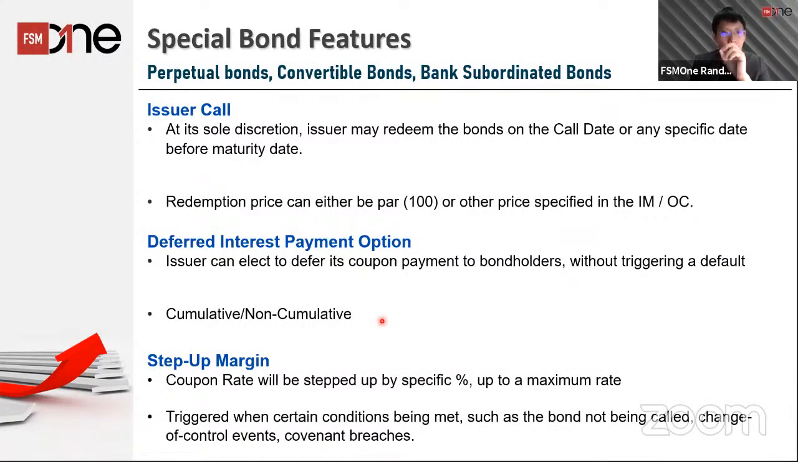And also the third feature will be called the step-up margin. Step-up margin is just the increment of the coupon rate when a specific event is triggered. In this case, the trigger event can be the bond not being redeemed or called by the issuer, or any breaches or violation of the covenants. So it will trigger the step-up margin to increase the coupon rate by a certain percentage. This is sort of like a penalty given to the issuer, because they are not doing what they are supposed to do. Although they are not legally bound, they still have to be penalized. So this is one way of penalizing them.